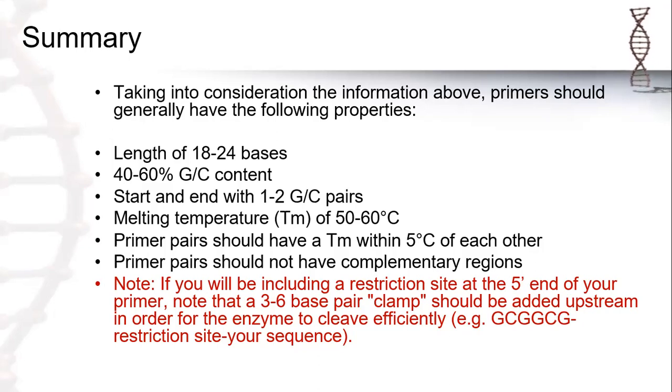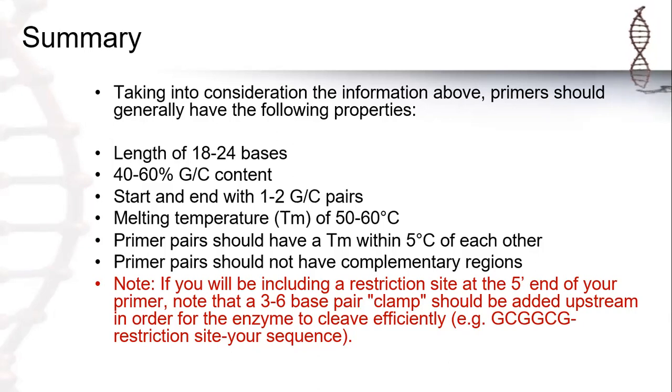And then the melting temperature of the primers is around 50 to 60 degrees Celsius. If we are counting ourselves, we can count the melting temperature: for each guanine or cytosine, we count 4 degrees Celsius, and for each A or T, we count 2 degrees Celsius. So we can count the total number of bases, and from that we calculate the total temperature. And then primer pairs should have a Tm within 5 degrees Celsius of each other.